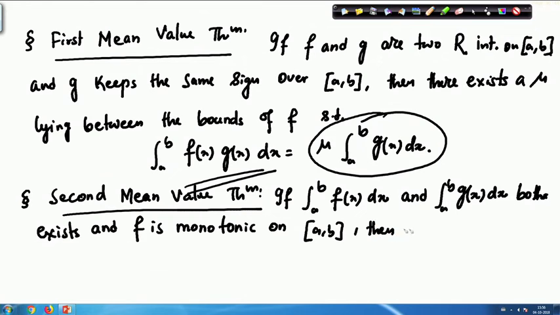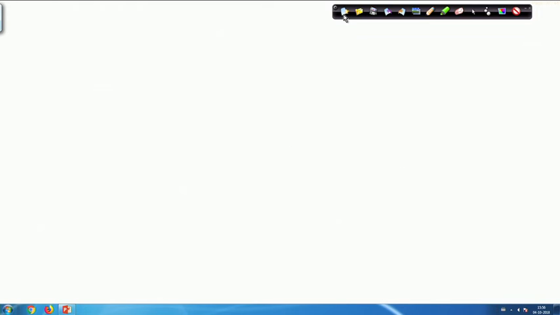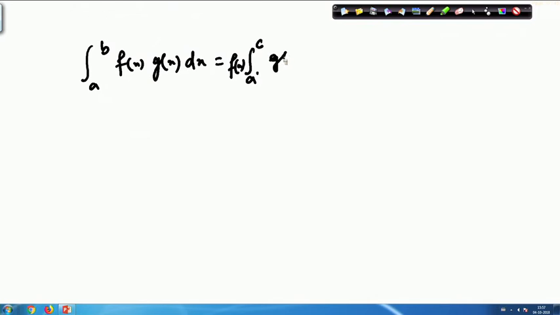then there exists a c in the closed interval a to b such that the integral from a to b of f(x) g(x) dx is equal to f(a) times the integral from a to c of g(x) dx plus f(b) times the integral from c to b of g(x) dx.